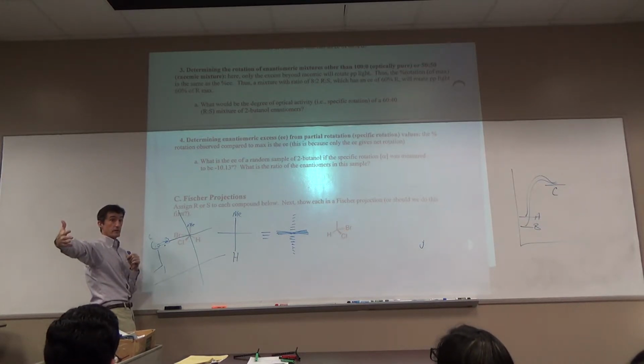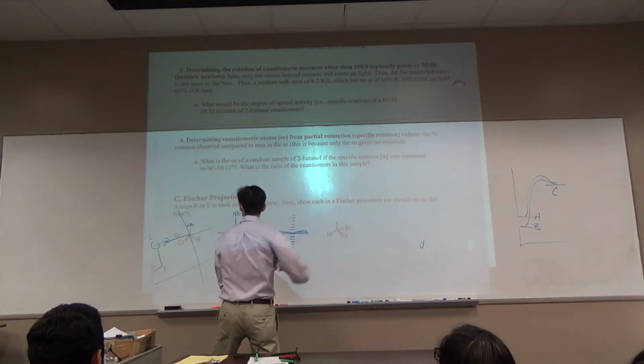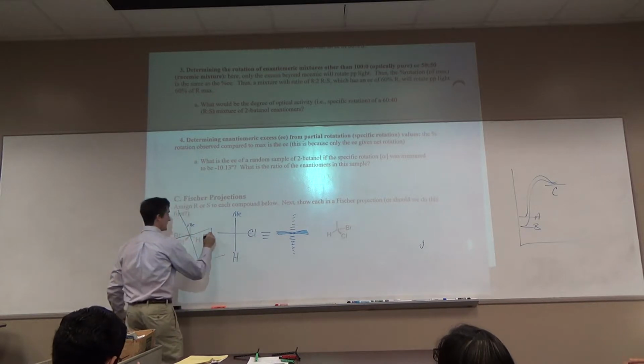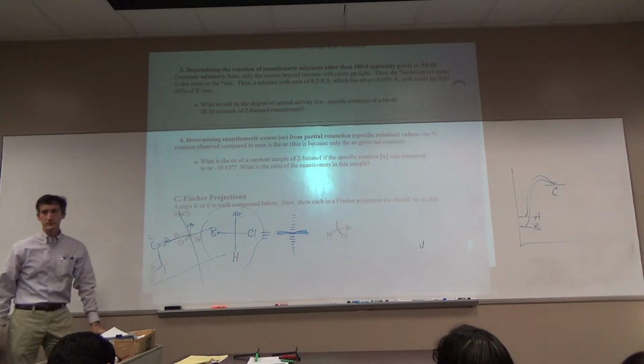Okay, we'll just draw it. As if, what do I see? I'm drawing what I see. Chlorine to the right. Bromine is over here. Here's the compound drawn in the Fischer projection.